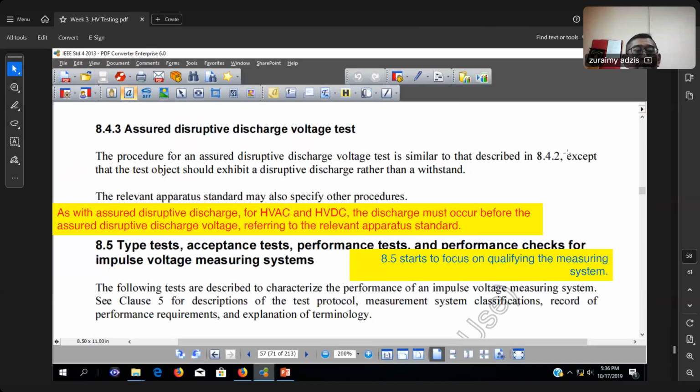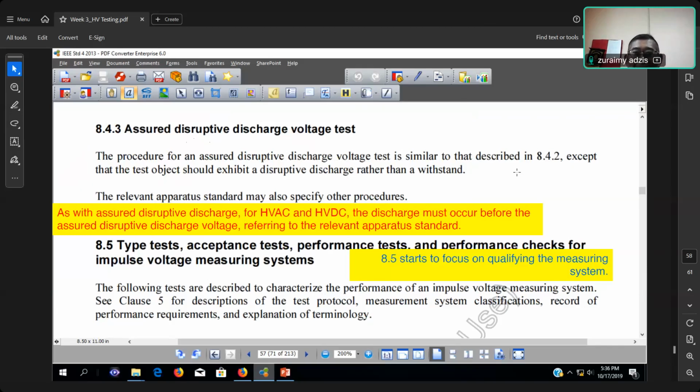8.4.2 is the impulse withstand test. 8.4.3 is the assured disruptive discharge voltage test, which is for sure it will disruptively discharge at this voltage. As with assured disruptive discharge for HVAC and HVDC, the discharge must occur before the assured disruptive discharge voltage, referring to the relevant apparatus standard.